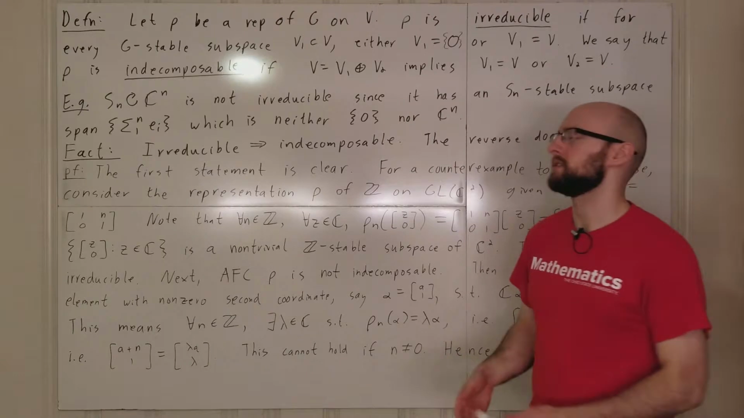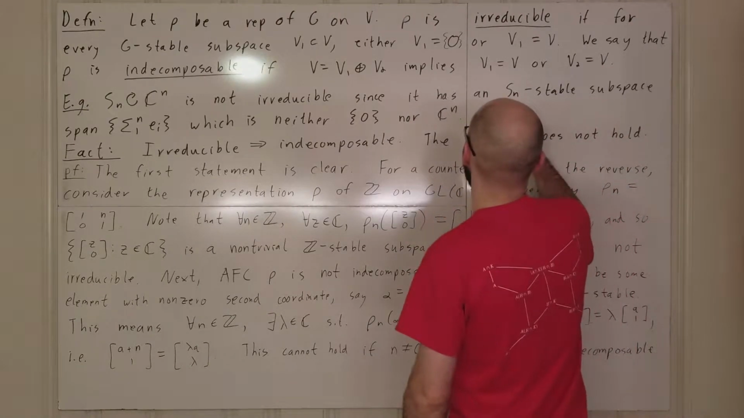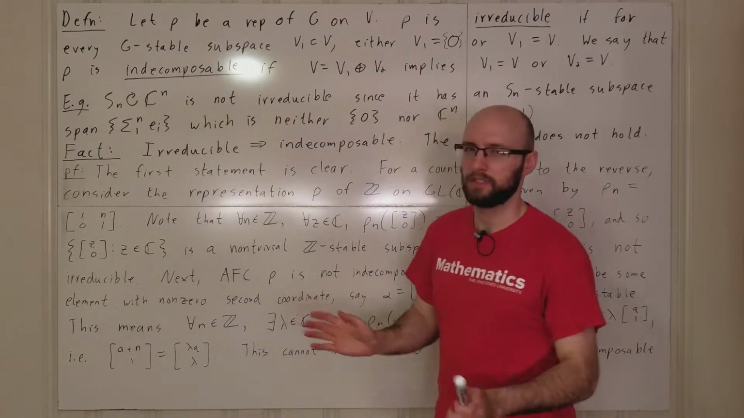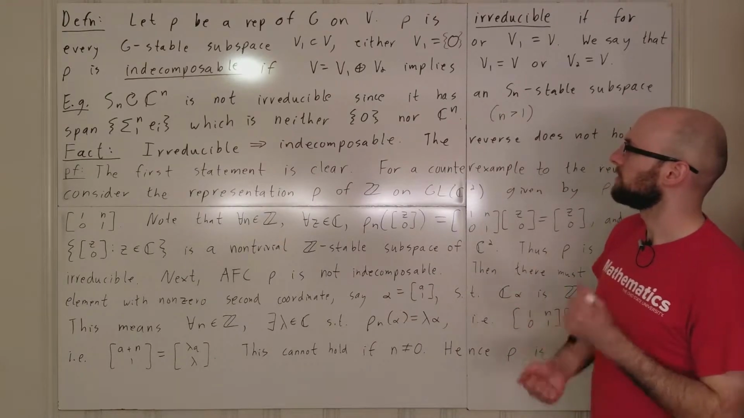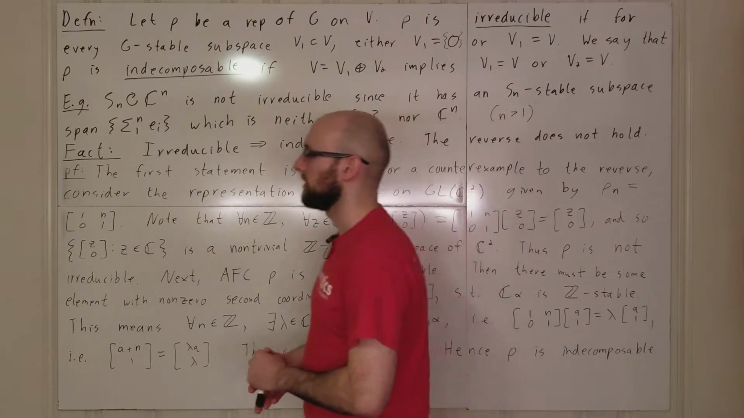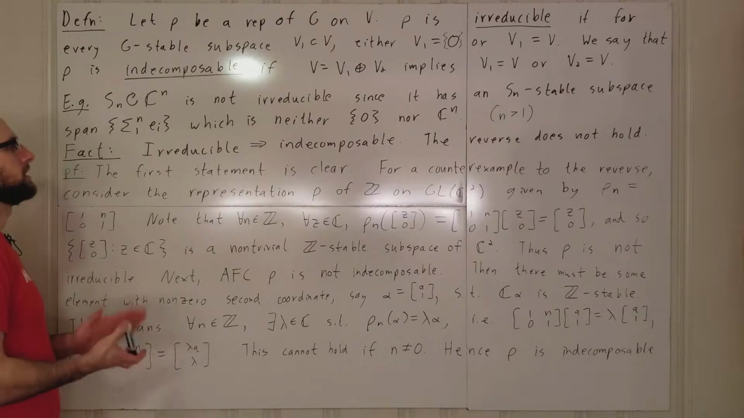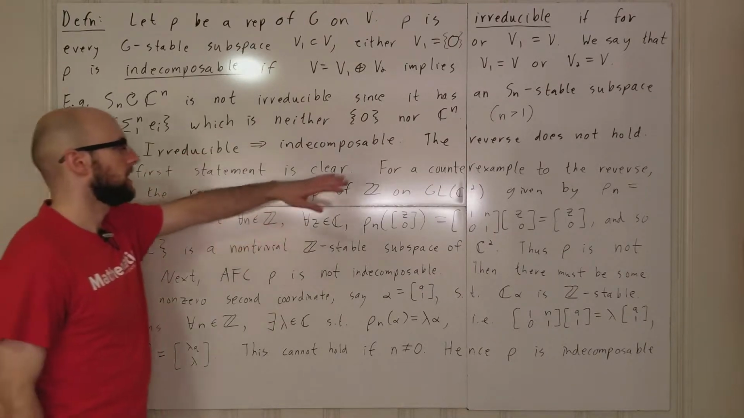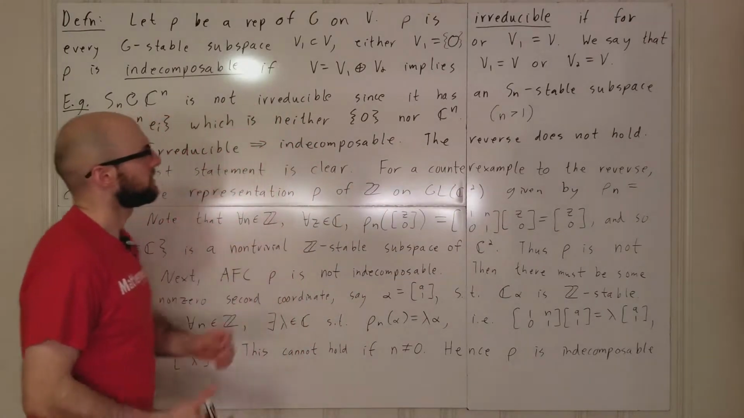Okay, so you have to say n is greater than 1 if you want to be really fussy about it, but yes, this is not irreducible when n is strictly greater than 1. So what is the relation between irreducibility and indecomposability? Irreducibility implies indecomposability, but the reverse is not necessarily true.